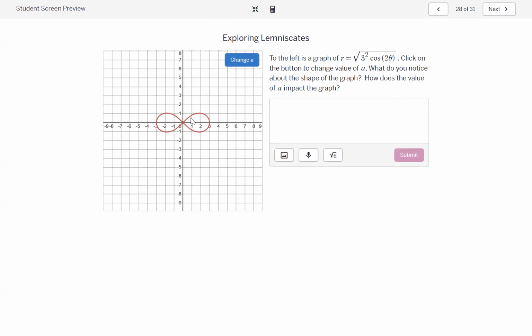All right, this is the graph of a lemniscate. The A value is that 3. So when I hit change A, sometimes it changes, sometimes it doesn't, but it changed from 3 to 6. And now I can see that the end points, the furthest points on my infinity, are at 6 and -6. Then it's back to 3 and -3, 5 and -5. So that value just determines how wide the lemniscate is.